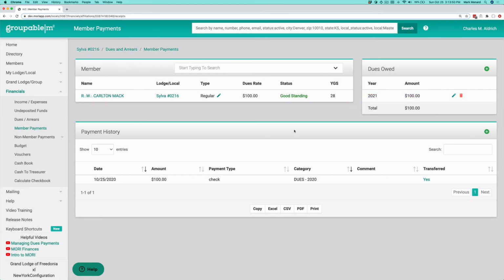So if they went to their member record in the portal, they would actually be able to pay the dues from there. And that's how you can basically manage anything about what a member owes for dues.